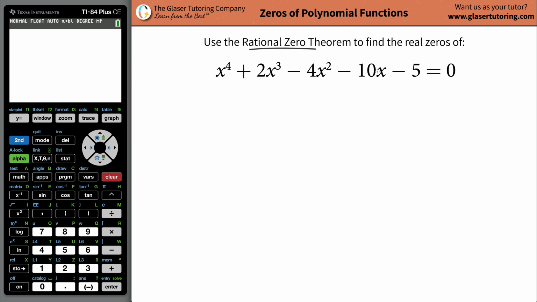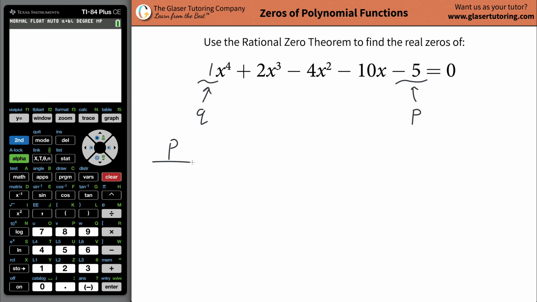So what in the world is the Rational Zero Theorem? Well, it basically says that if you find the factors of your constant term, remember the constant term doesn't have a variable associated, you call those factors p. And then you take the factors of your leading coefficient, which is the coefficient of the highest power of x. In this problem there is nothing there, so it's assumed to be a 1. And you call those factors q.